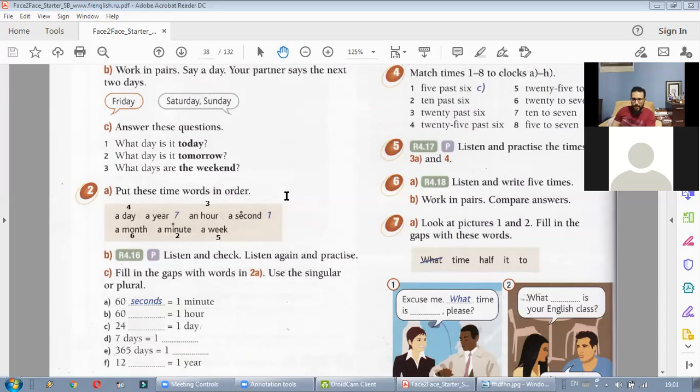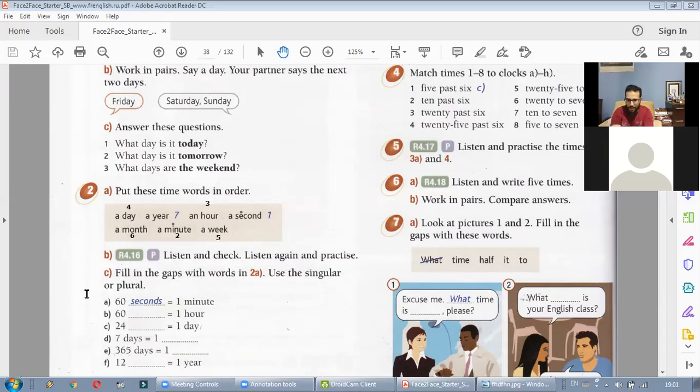Okay. So your pronunciation is correct here. Listen again. There's no need to repeat them, but I'll say them again just in case, though they were all correct. So we have a second, a minute, an hour, a day, a week, a month, a year. Okay.